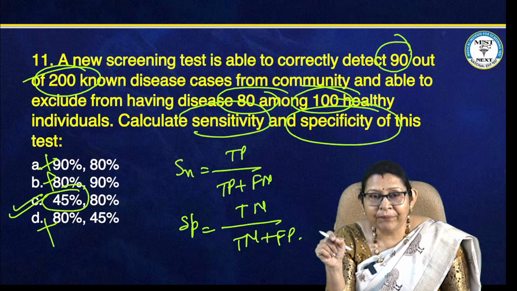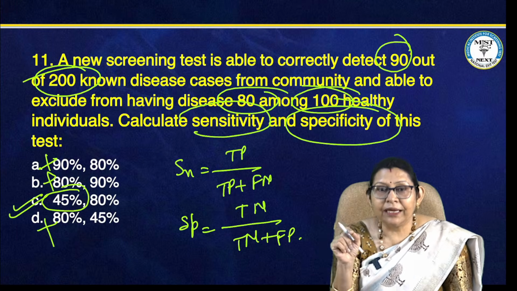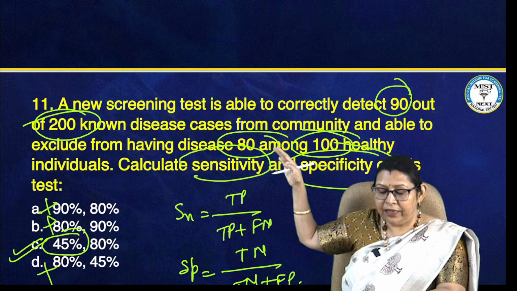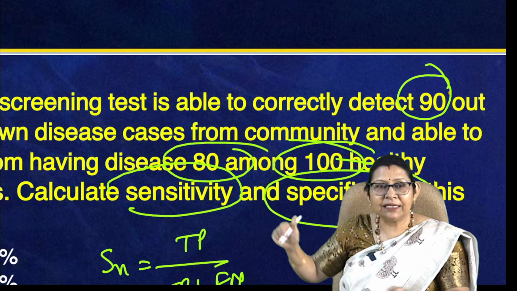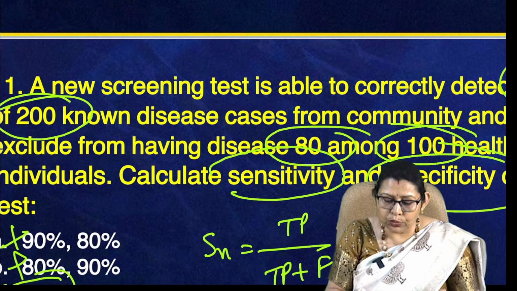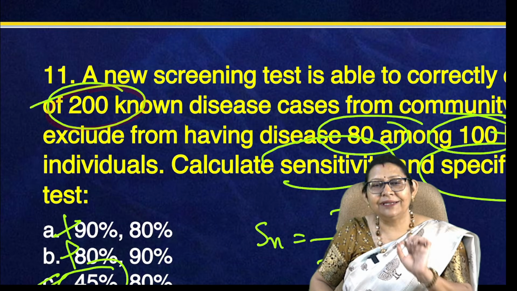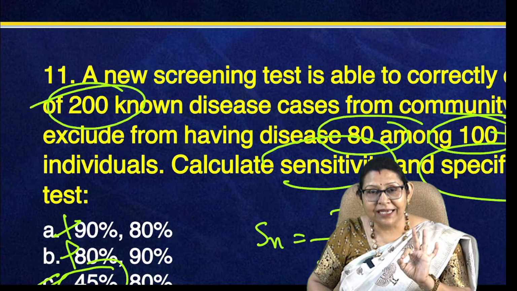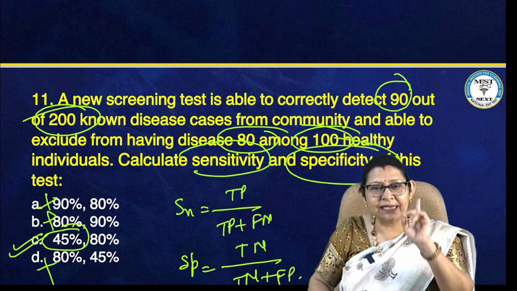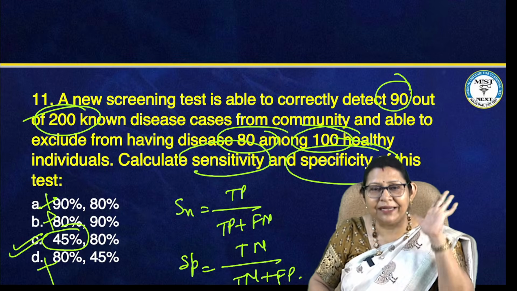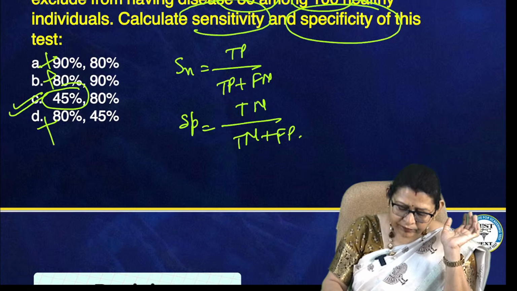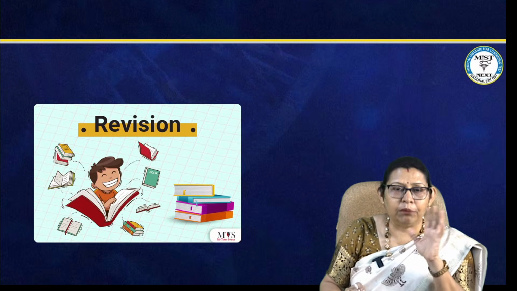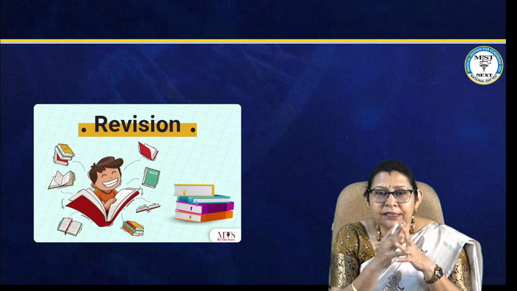So the catch here is only that the 90 disease cases are out of 200 diseased individuals. This is the trap you were given, that sensitivity should not be 90%. Okay, beta? So these are the questions related to screening.